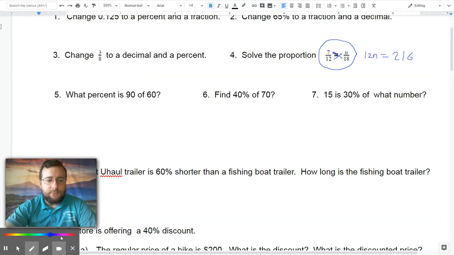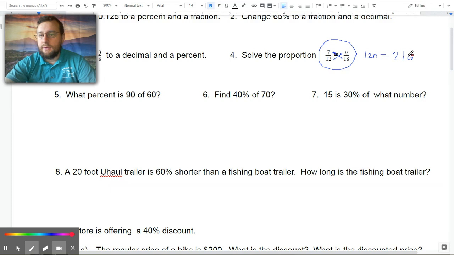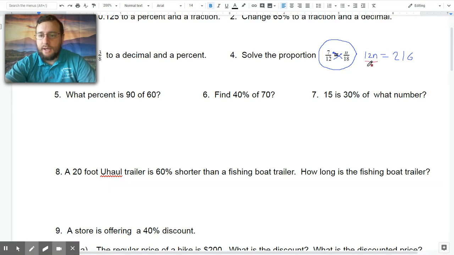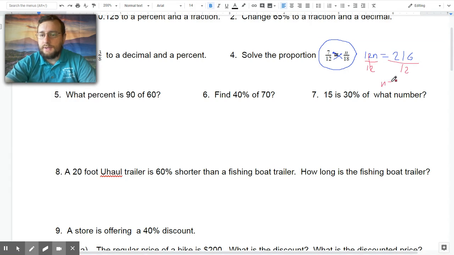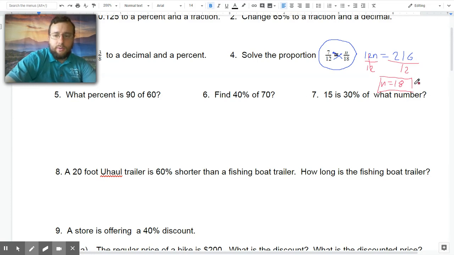Now, the next step is to figure out what it is that I have to divide both sides by, which is whatever's next to the n. So I have to divide both sides by 12. And once again, when you do so, 216 divided by 12 gives you 18. And so n equals 18, final answer. So all you have to do to solve the proportion once it's already set up is cross multiply and divide both sides by whatever's next to the letter, right? To isolate that variable on that one-step equation.